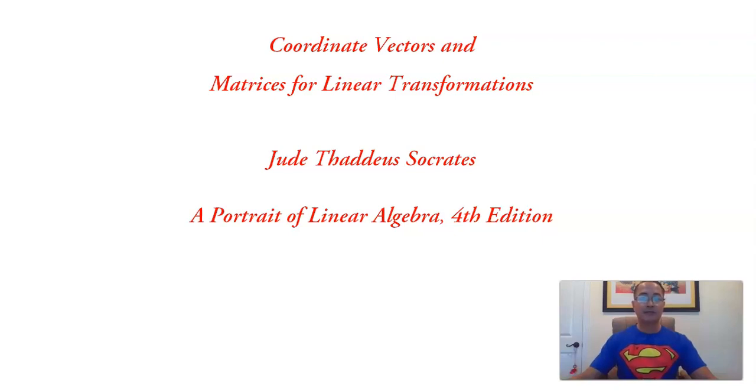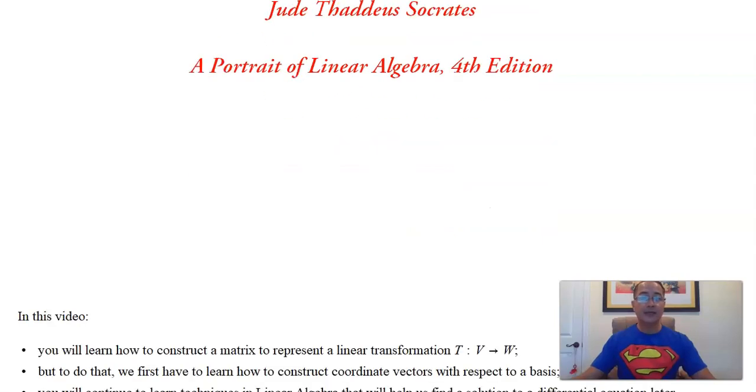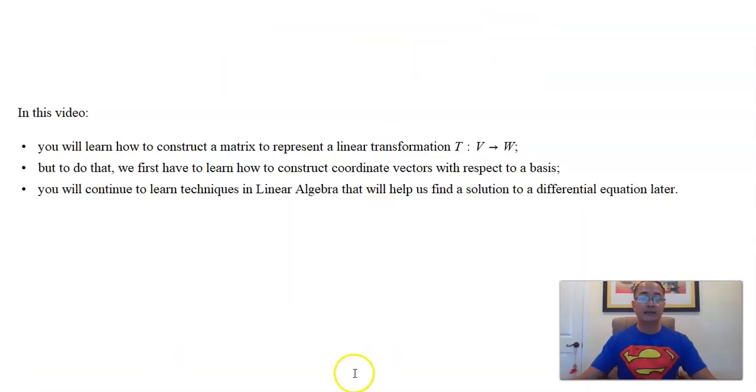Today's video is about coordinate vectors and matrices for linear transformations. Back in chapter 3, when we first saw linear transformations, we immediately saw that we can construct the standard matrix for a linear transformation if our domain and codomain were Euclidean spaces. But now that we have linear transformations of abstract vector spaces, it's not very obvious that that can be done as well. But of course, today we are going to learn exactly how we can do that.